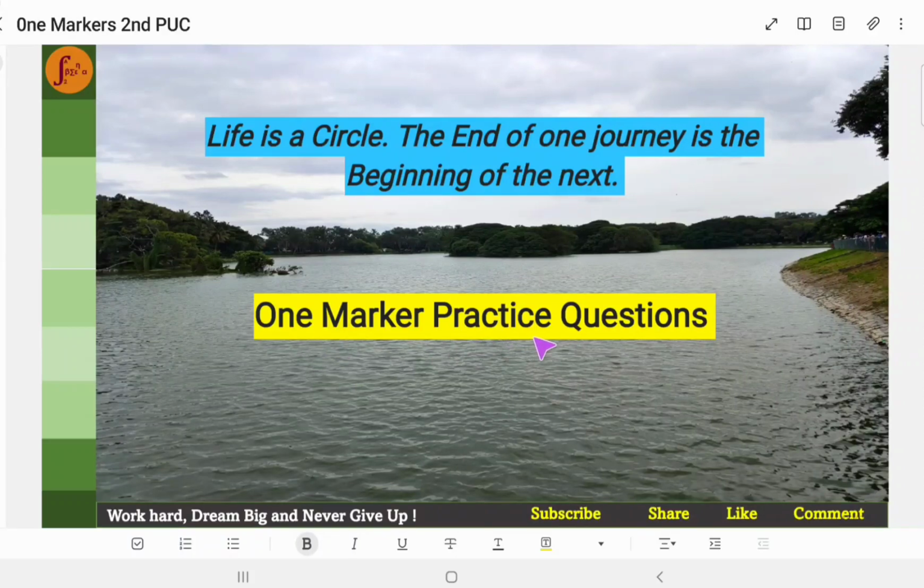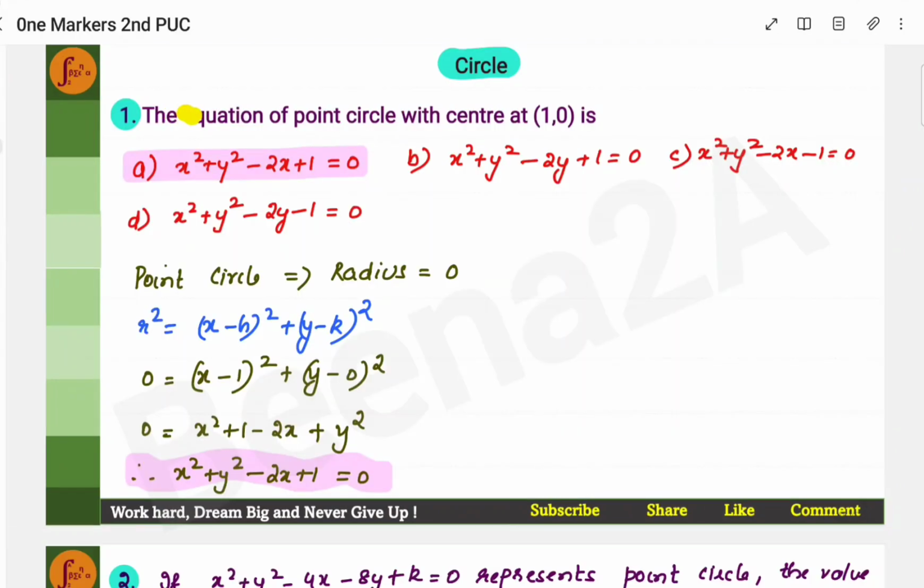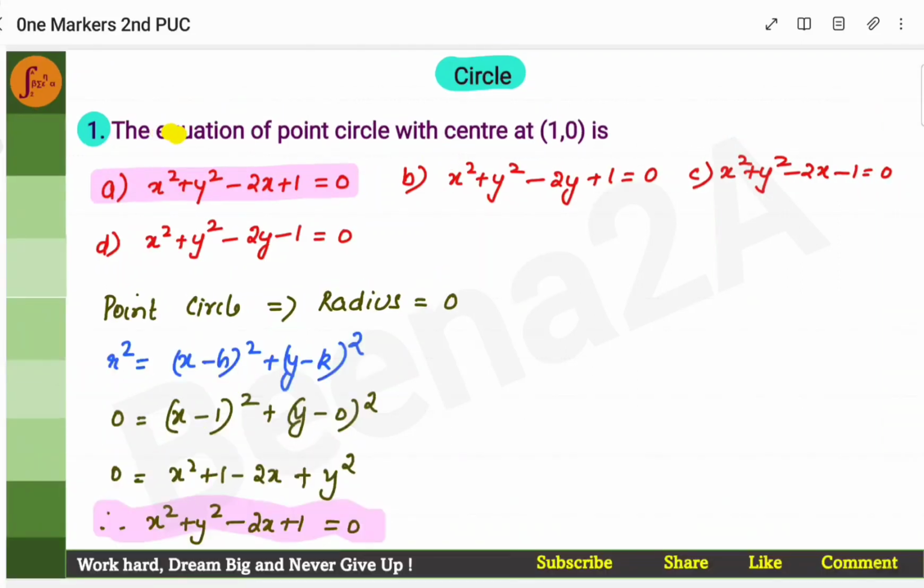Hi everyone. In this video we'll go through 1-marker questions related to circles. Now here's the first question. Find the equation of the point circle with center as (1, 0).